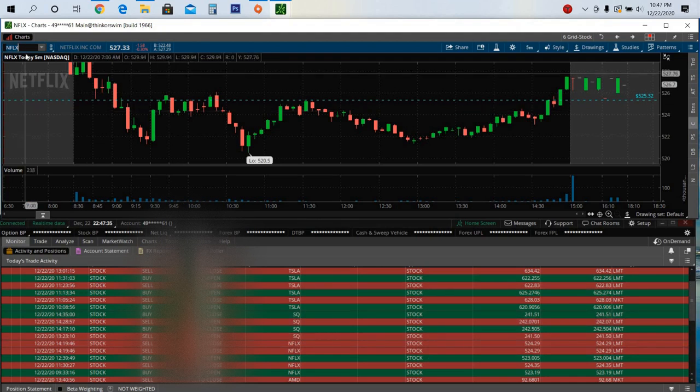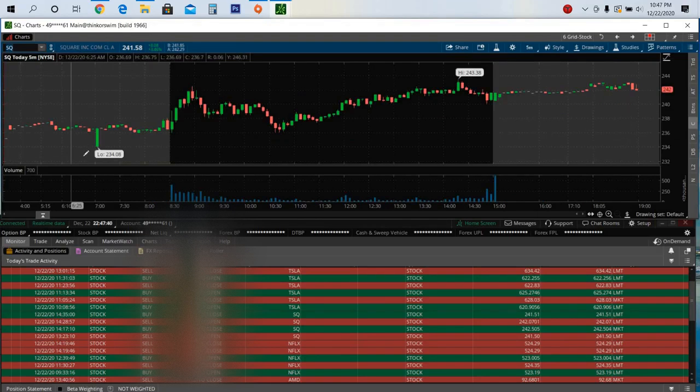Okay, Netflix, that's done. Let's move on to Square. Square, I had a negative day on Square. I shorted that around 241.5, which was at 1:23. So around here, I saw that there was some resistance, so I wanted to try some short.